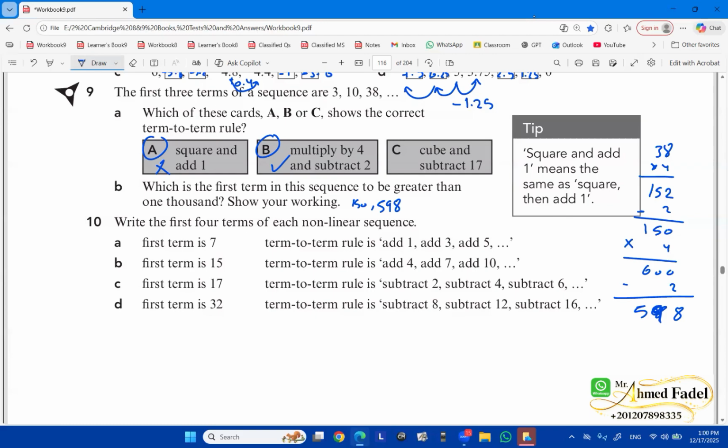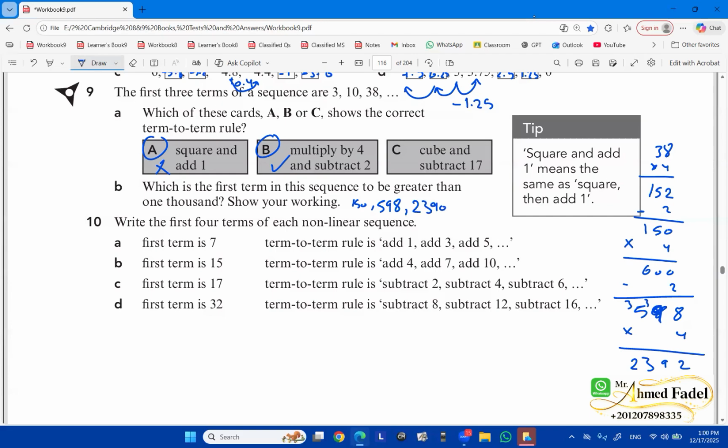Then, if you would like to multiply this by 4, that's going to be the first term that is greater than 1000. Multiply 598 by 4 is going to give you 32, carry over the 3. This is going to give you 36, and 3 is third line. This is going to give you 23. Then minus 2 gives you 2390. So the first term that is greater than 1000 is 2390.